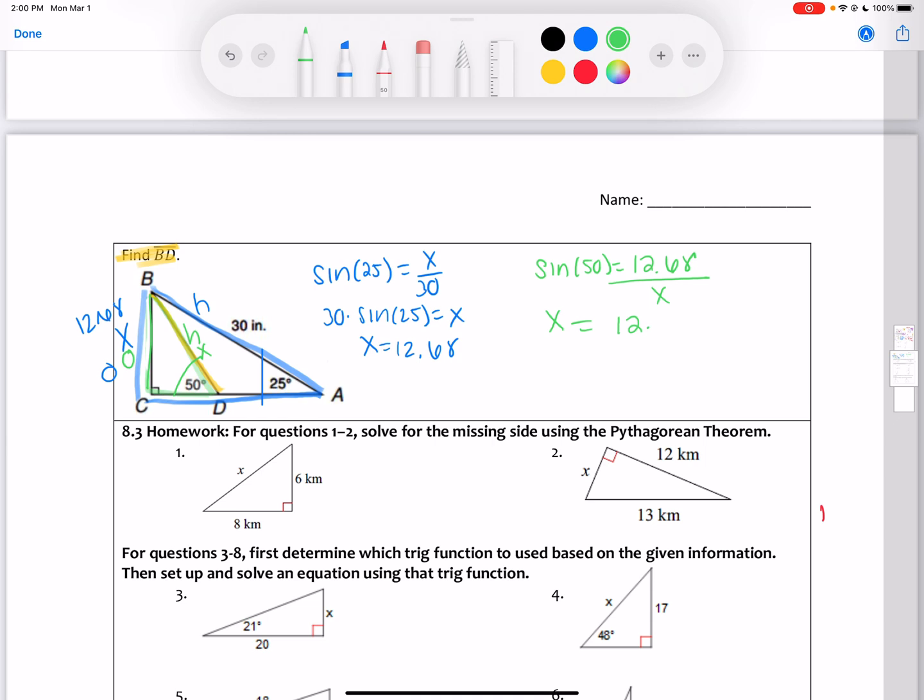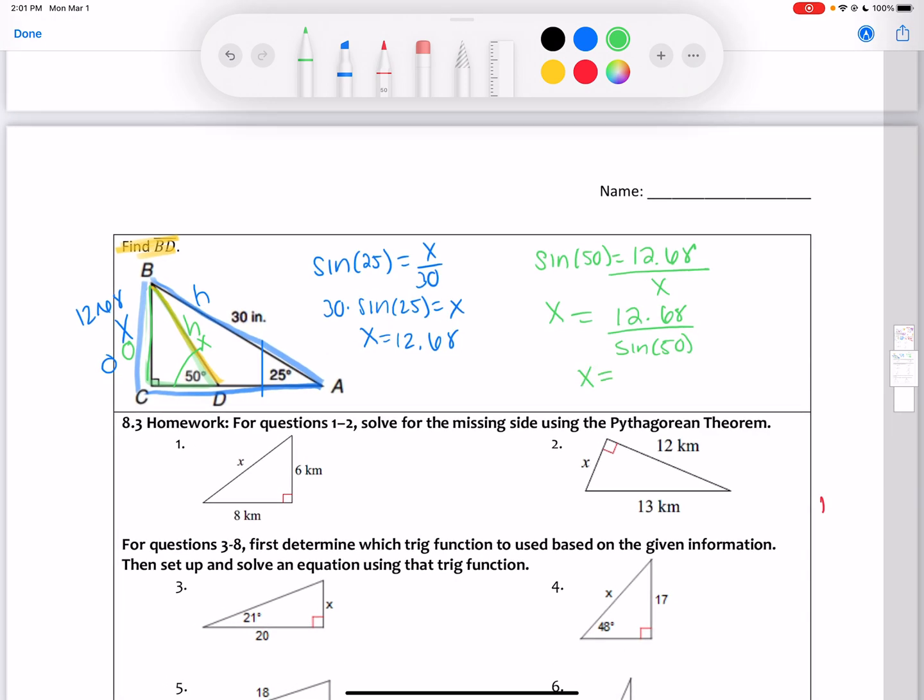So x is on the bottom, so we're going to actually switch and divide. You'll notice that you're starting to use the same patterns every time you set up these side lengths. When x is on the bottom, the trig function is going to end up on the bottom when you're solving algebraically. And when x is on the top, the trig function and the side are just simply multiplying together. Okay, and I got x equals, which x again is BD, 16.55, and that's ultimately what I was trying to solve for.